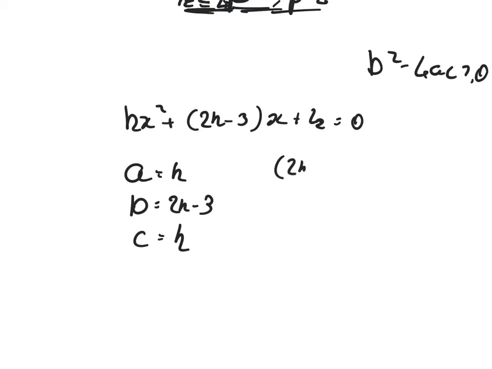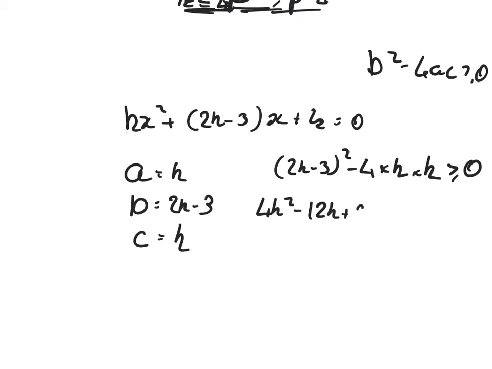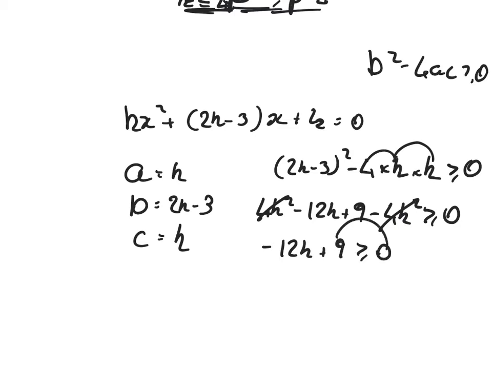Okay, so (2k minus 3) all squared minus 4 times k times k is going to be greater than or equal to 0. So that's going to be 4k squared minus 12k plus 9 minus 4k squared, since 4 times k times k is 4k squared, is greater than or equal to 0. 4k squared minus 4k squared, they cancel out, so I've got minus 12k plus 9 is greater than or equal to 0. Minus 12k is greater than or equal to minus 9.